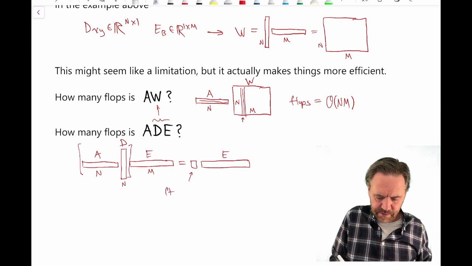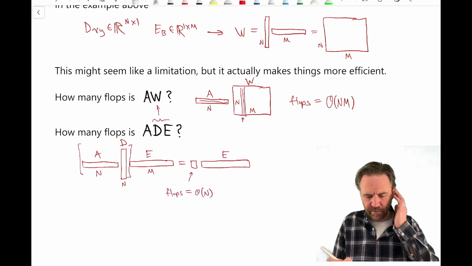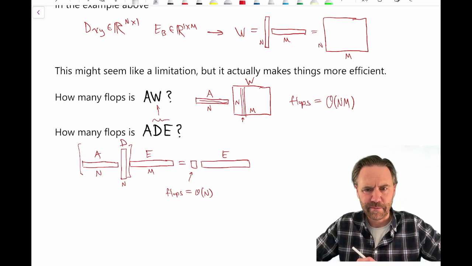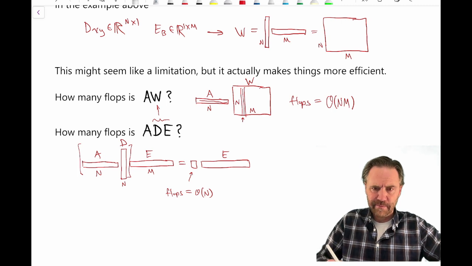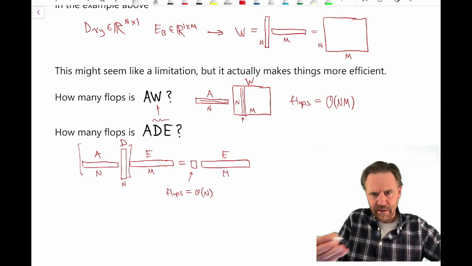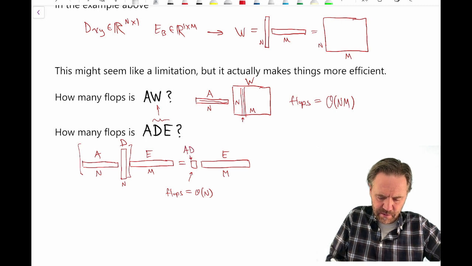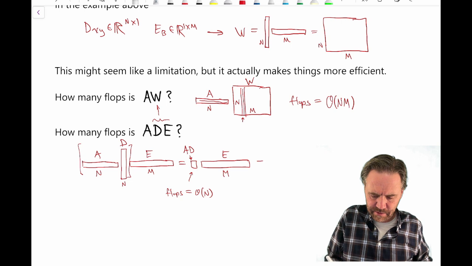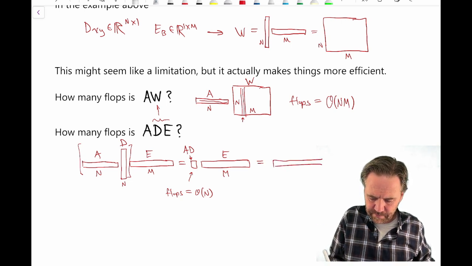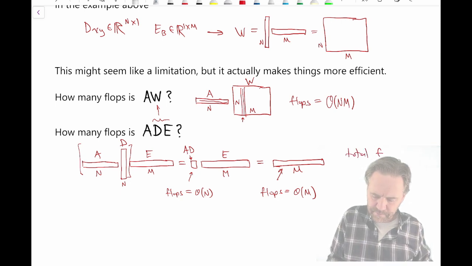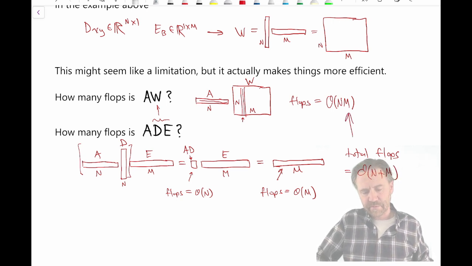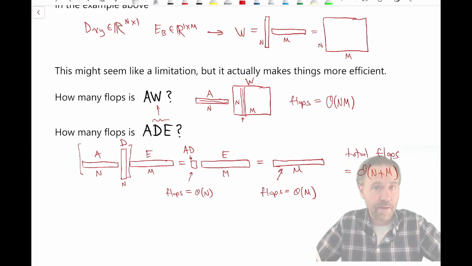So to get this, the flops was order n. Right, the inner product between two vectors of n elements is order n. So I think probably 2n minus 1 or something. And now we have to multiply that scalar, which is AD, times the vector E, which is just order m flops. So the total flops is order n plus m. So that's a lot cheaper than order nm as n and or m get larger.